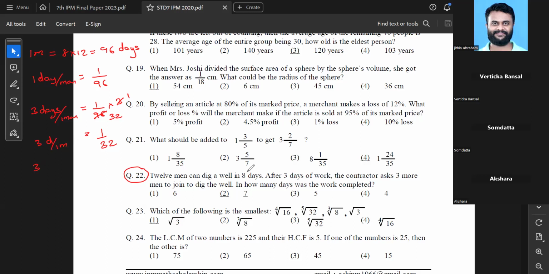Now, in the question they have said after 3 days of work. For 3 days, how many people were working? 12 people were working. So, in 3 days, 12 men are working. Obviously, whatever part of work one man completed, multiplied by 12 will be completed. So, four threes are twelve and four eights are thirty-two. So, 3 by 8 of the work is completed so far.